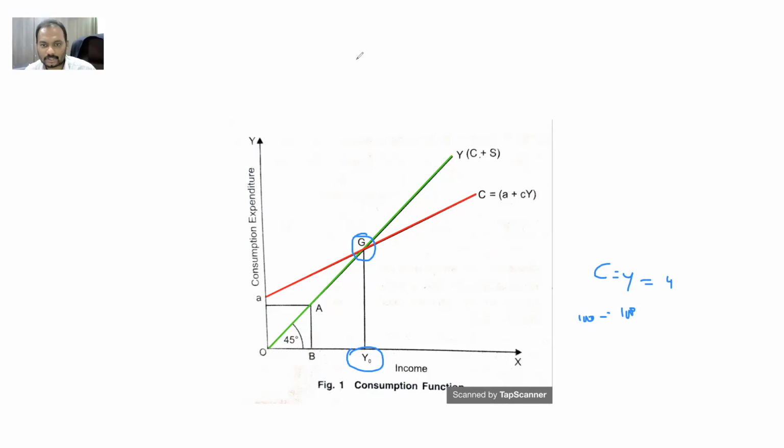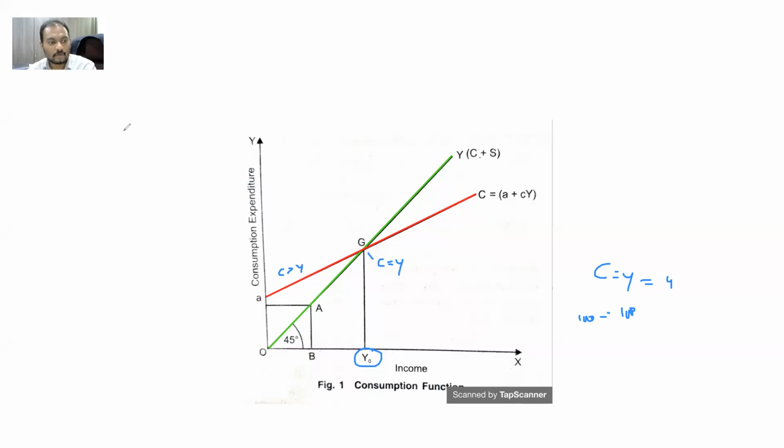Now, before G, please watch. At point G, consumption is equivalent to income. Before point G, that means before OY0 level of income, this part here, which line is above which line? Can I have an answer, please? Consumption line is above income line. Consumption is greater than income.